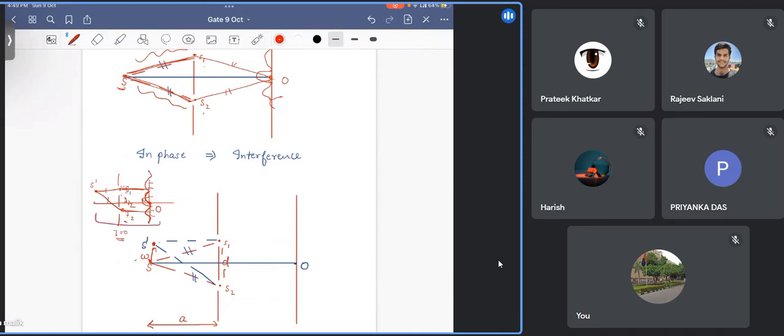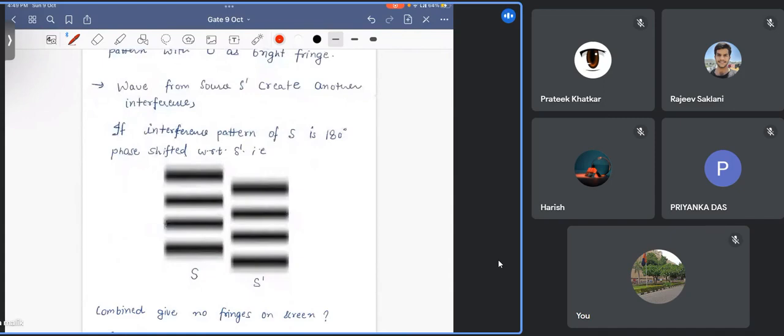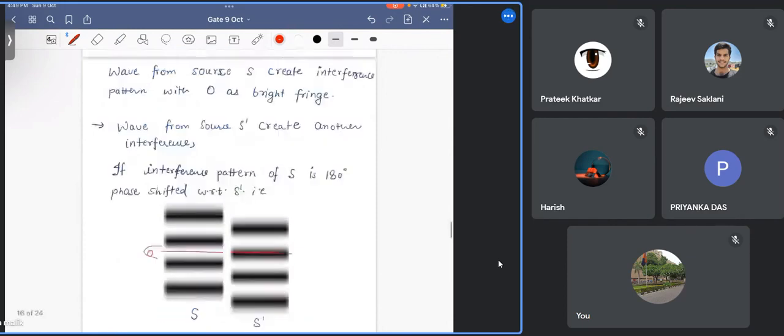You are getting this concept? Just by changing the phase that is coming from S1 and S2, you can translate your fringe pattern, something like this. If this represents the O position in the first case, then the second case represents the O position here. So at the O position, it is maximum in the first case, then minimum in the second case.